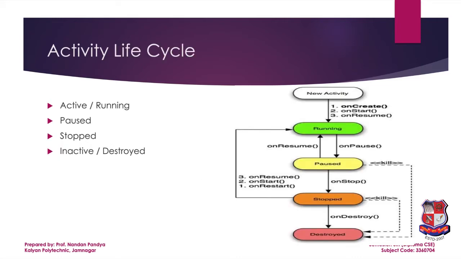Like a human, an activity has a life cycle which indicates the state of our designed activity. These states are active or running, paused, stopped, inactive or destroyed. Consider we are loading our application on the mobile and the application is started. Then this state is known as the running or active state. If the application is no longer on the screen or a user is no longer in the application, then this state is known as paused.